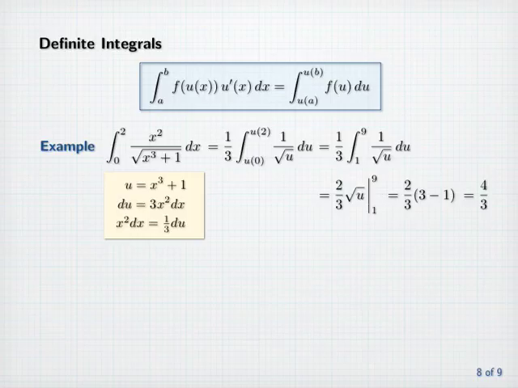Notice that by changing the limits of integration, we were able to do our evaluation in terms of u, which allowed us to avoid the step of going back to the x variable.